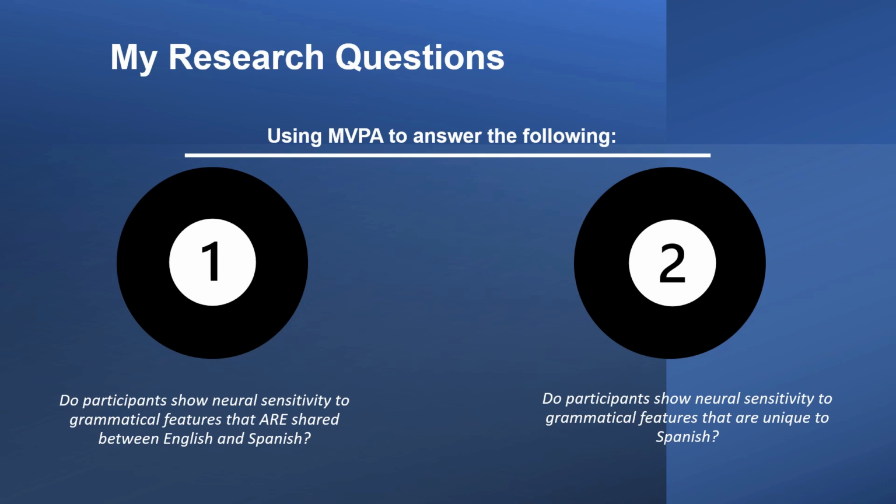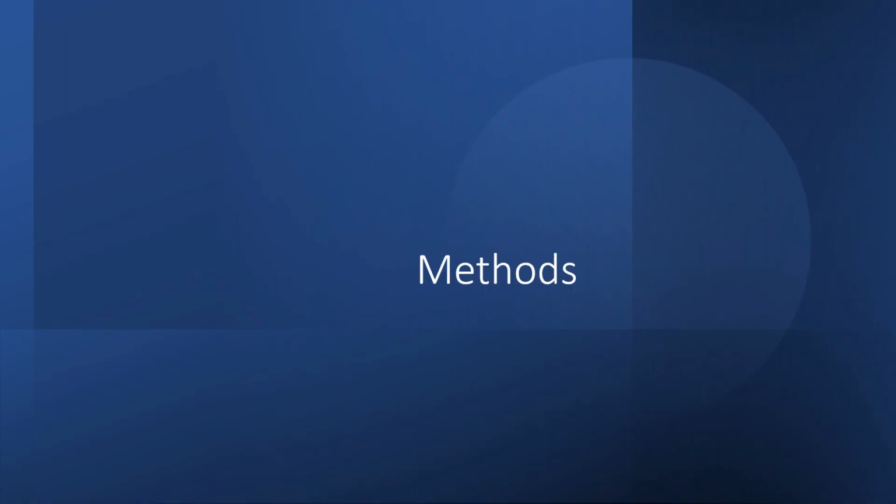That leads to my two research questions. One, do participants show neural sensitivity to grammatical features that are shared between English and Spanish? And two, do participants show neural sensitivity to grammatical features that are unique to Spanish? Now on to my methods.